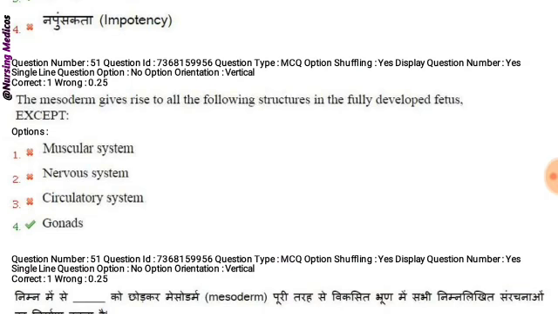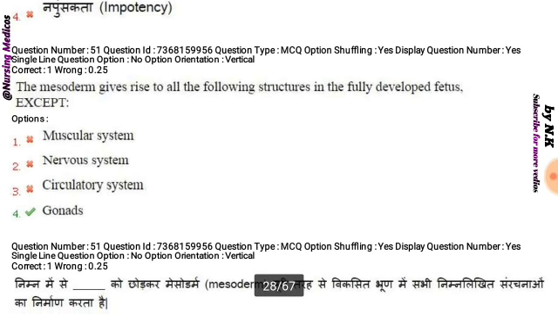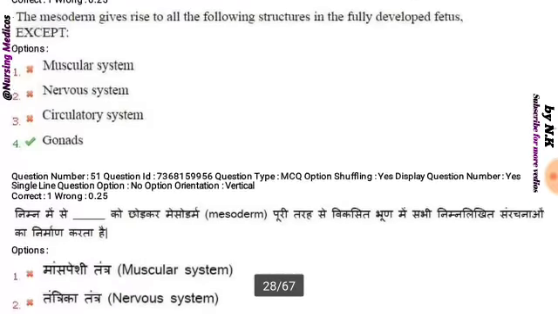Mesoderm gives rise to all of the following structures in the fully developed fetus. We'll see one by one: muscular system, nervous system, circulatory system. So the answer is 4, that is gonads. The next question.